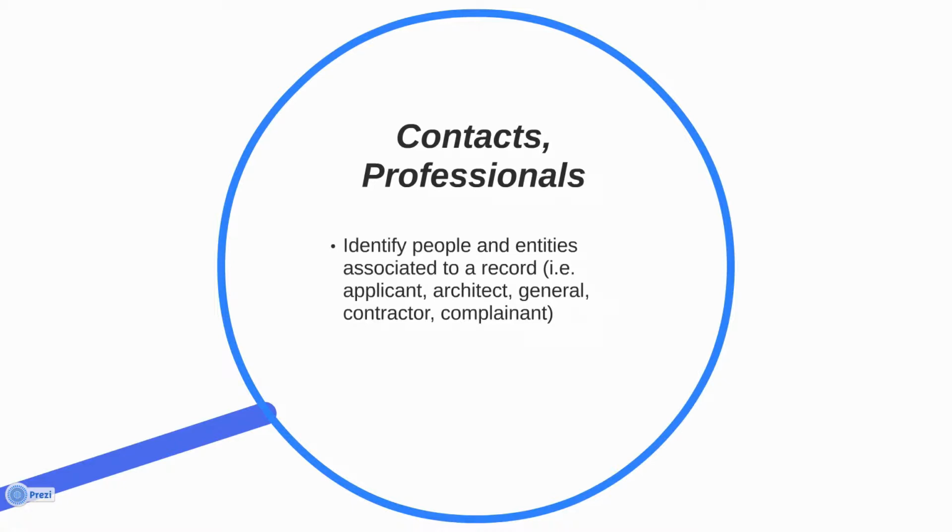And professionals. Professionals are really kind of a specialized form of contacts. They represent things like contractors, right? So a contractor might have a license number either with the city or the state. That license must be current to be associated with a new building permit and things of that nature.